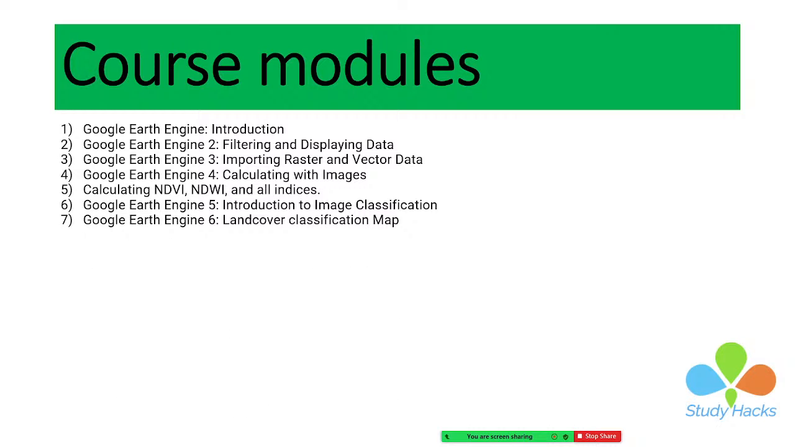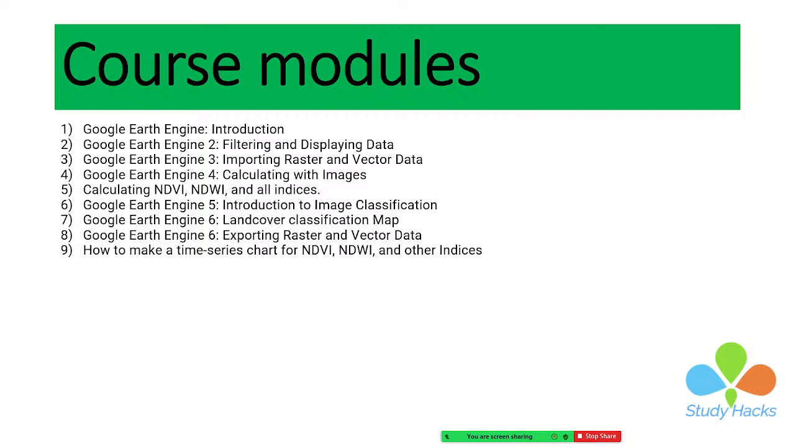Then the land cover classification map, how we can easily make it using the Google Earth Engine platform. Then exporting the raster and vector data, so we can easily export the map as a raster image and vector data. Then we move to time series analysis. At this time I will show you how you can easily make different types of time series analysis using this platform.